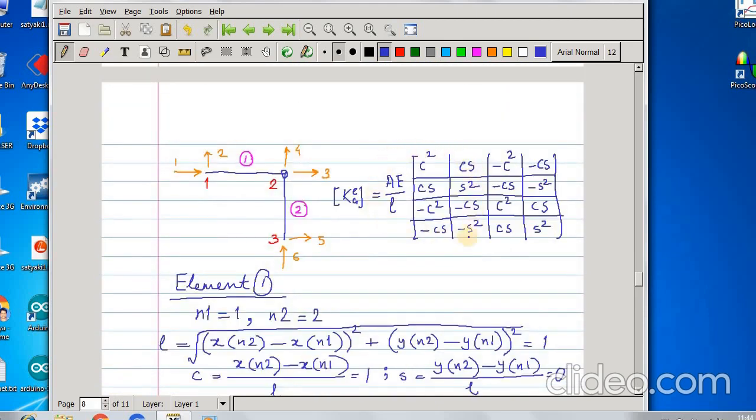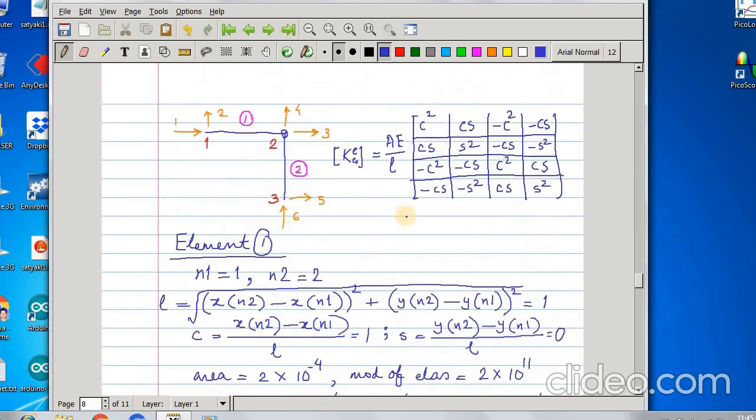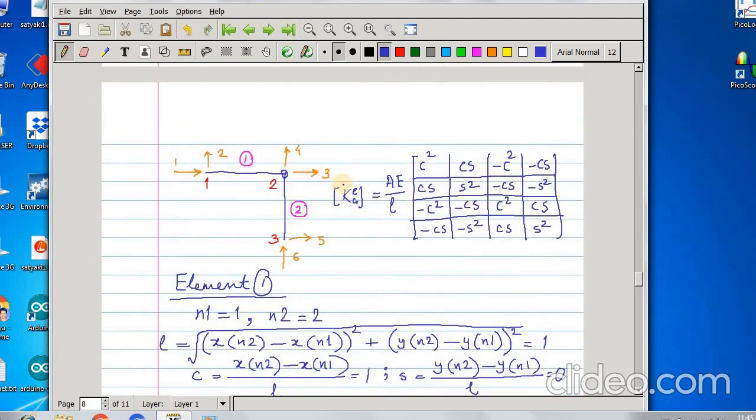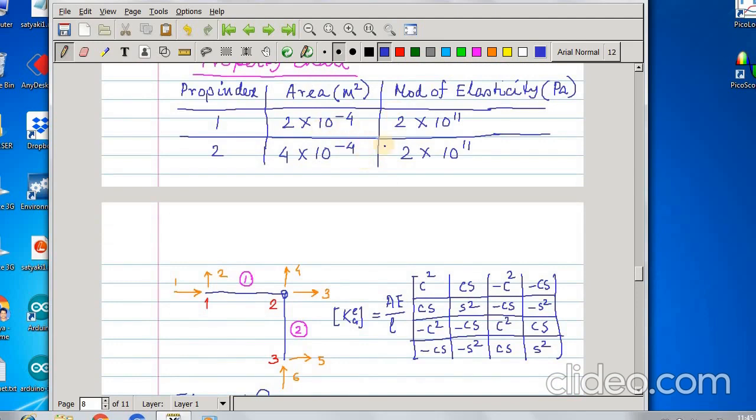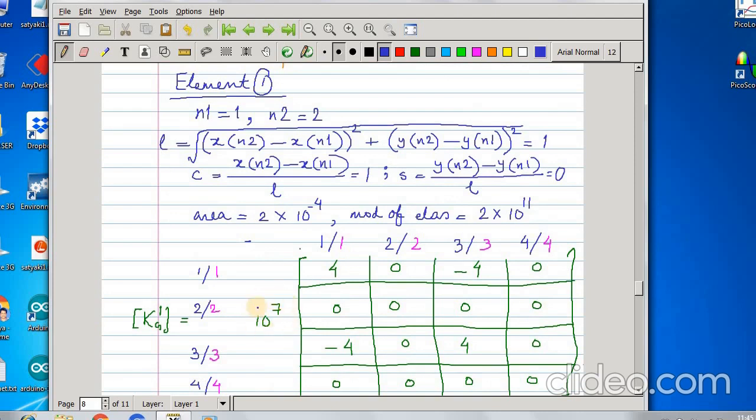Now, you remember the global stiffness matrix. For element 1, the first node is 1 and the second node is 2. So the length is 1, and cos is xn2 minus xn1, that is 1 by 1, so it is 1. The y's of node 1 and node 2 are the same, so sine is 0. Using the formula, it is A by L. A is 2 into 10 to the power minus 4, E is 2 into 10 to the power 7, L is 1, so 4 into 10 to the power 7. We have taken 10 to the power 7 as common, giving 4, minus 4, minus 4, 4.